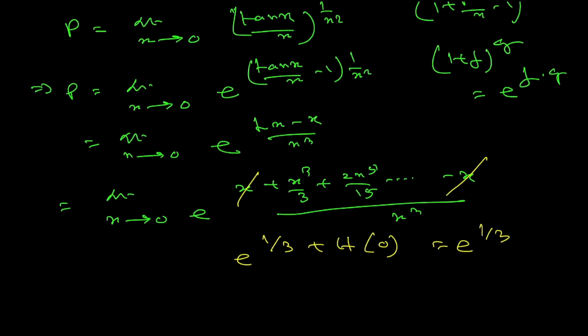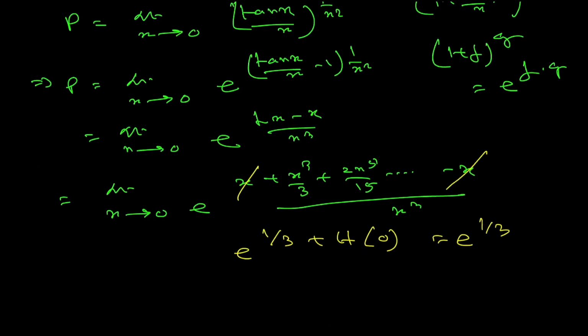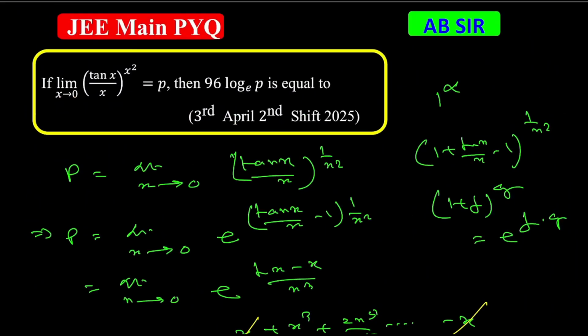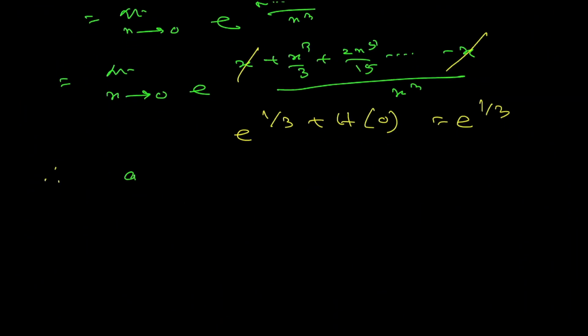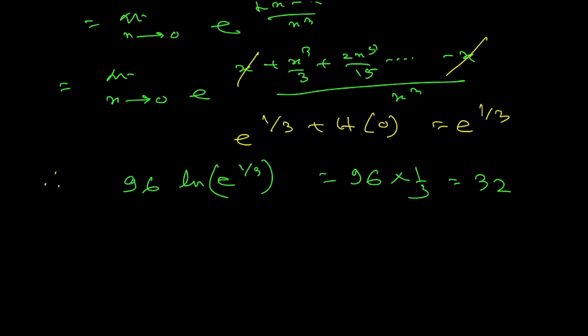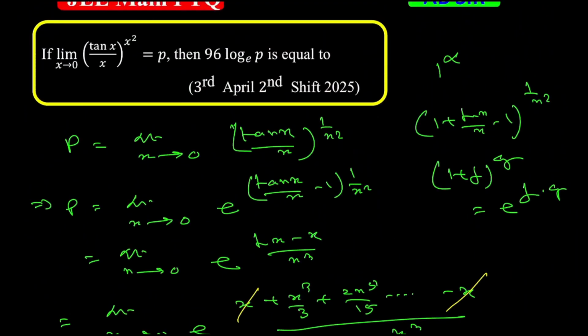If it is e to the power 1/3, then what is given here is 96 log p. So how to find 96 log p? 96 log e to the power 1/3 is 96 by 3, which comes to be 32. So the answer here, everybody, is 32.